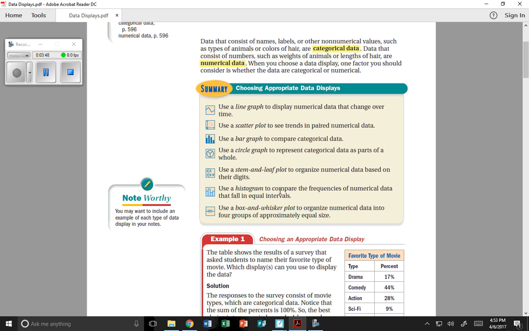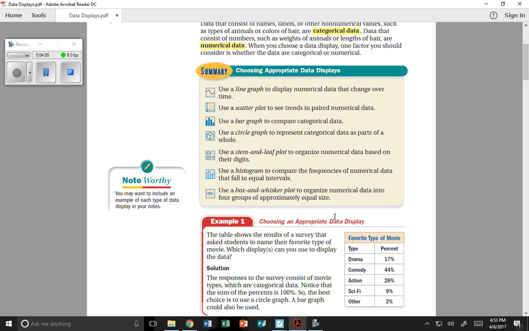A histogram is also really good when you just want to see the frequencies. So you're not looking at specific data, you're looking at intervals of data. And then the box and whisker plot is just really good to organize your data into 4 separate groups.